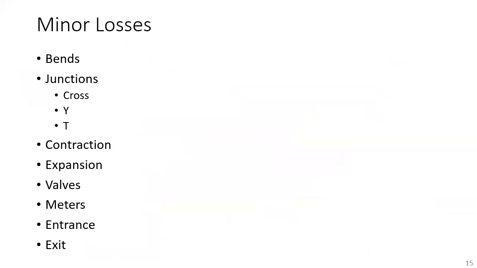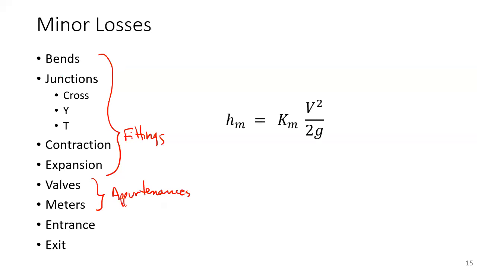So minor losses are either fittings, or appurtenances. So again, anytime you change the magnitude or direction of the velocity vector, you get a minor loss. The minor losses are all calculated this way. And if you have your textbook, it should be on page 270 of your textbook. It'll be on the next page.